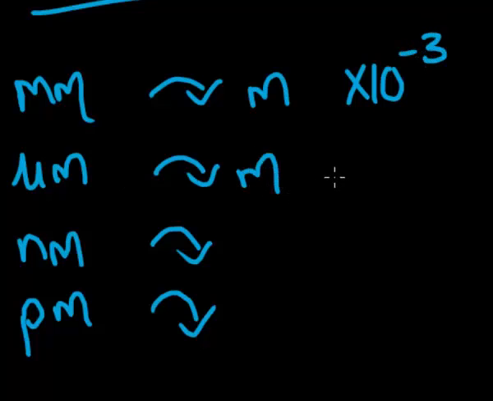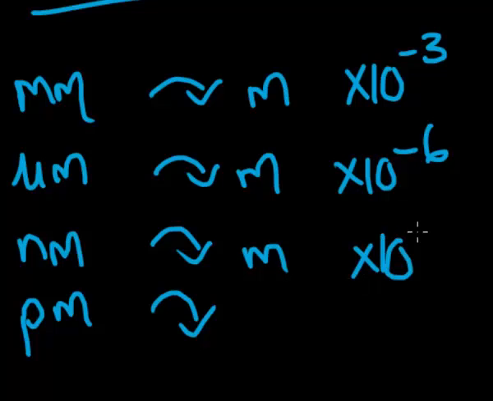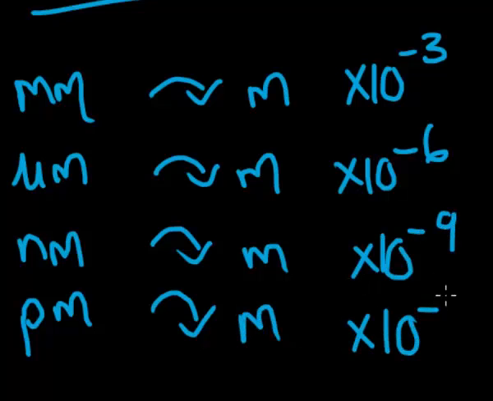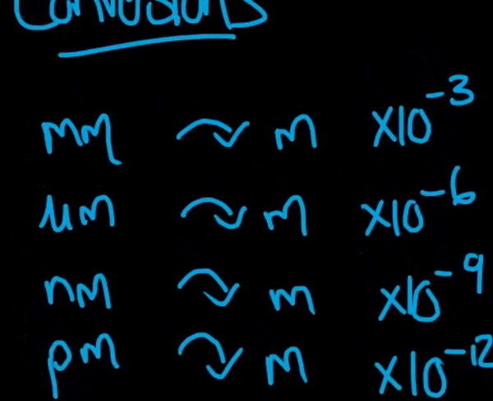If I want to take micrometers to meters, I'll times 10 to the power of negative 6. Nanometers to meters is times 10 to the power of negative 9, and taking picometers to meters is times 10 to the power of negative 12.